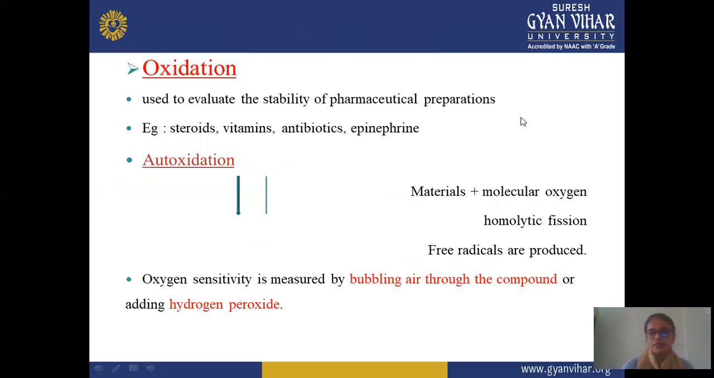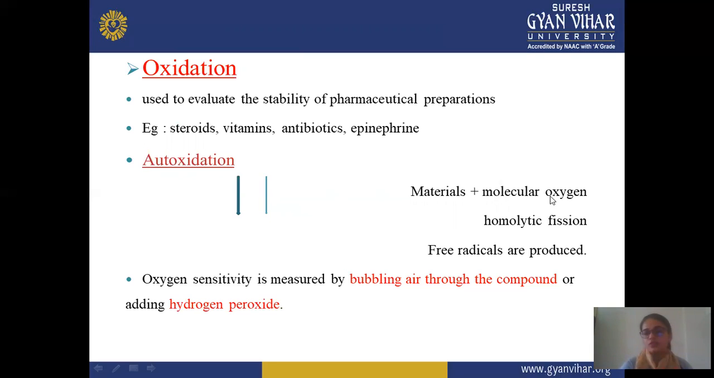Next is oxidation reaction. Oxidation reaction is used to evaluate the stability of pharmaceutical preparations. In this, you confirm whether your pharmaceutical preparation is good or not, or properly showing stability or not. Mainly examples of drugs are steroids, vitamins, antibiotics, and epinephrine. And auto-oxidation may take place due to environmental conditions or certain environmental changes.